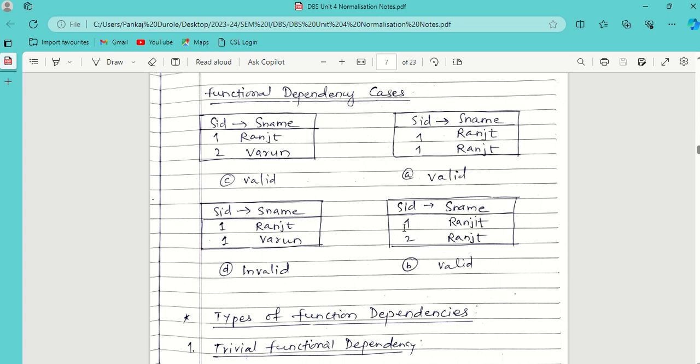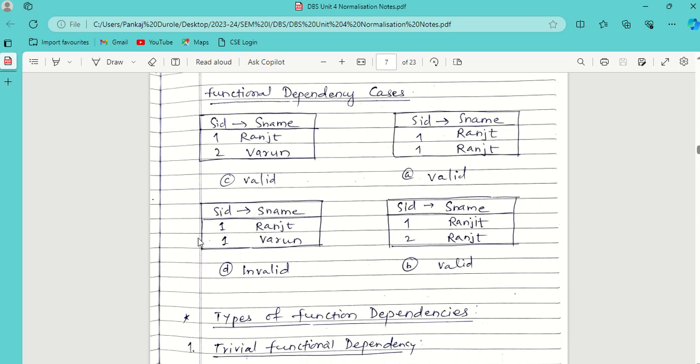Now ID is 1, ID is 2, name is Ranjit. But this is also a valid case because two different students may have the same name. Now one is Ranjit, the second one is Varun. This is of course valid. Now one is Ranjit and one is Varun.